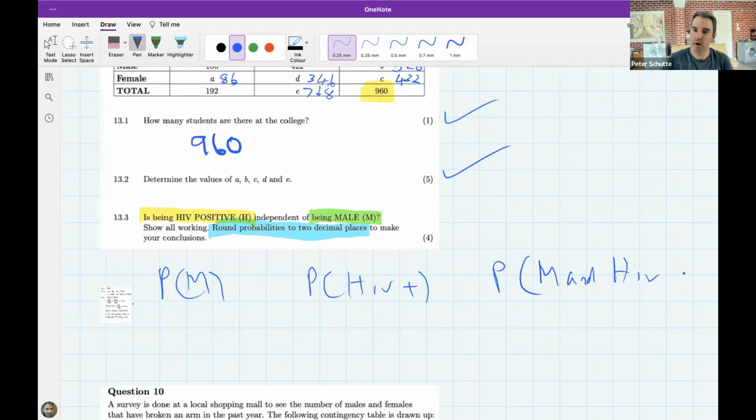What I want is for everyone to work out those 3 probabilities, and then make a conclusion about whether you think these are independent or not. I'm going to give you some time to do that, because I want you to write it out. It's worth 4 marks, but those 3 pieces of information are indeed important.